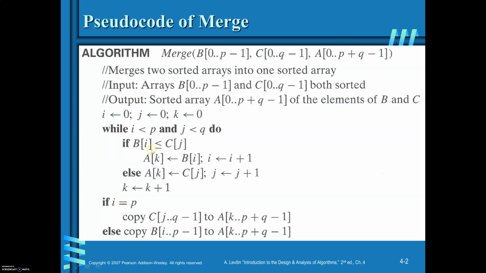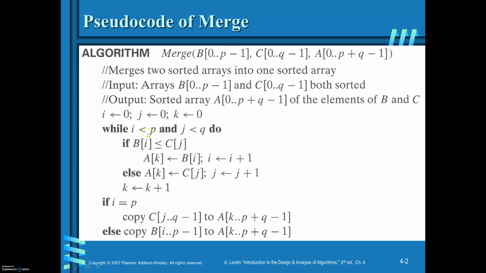Then compare the ith element of B with the jth element of C. If this element of B is smaller, then copy that element of B onto A and increment the I value. Otherwise, copy the element of C onto A and increment the J value. In either of these two cases, increment the K value. This is to be done till all the elements of B are copied onto A or all the elements of C are copied onto A.